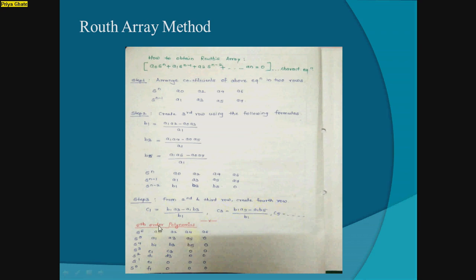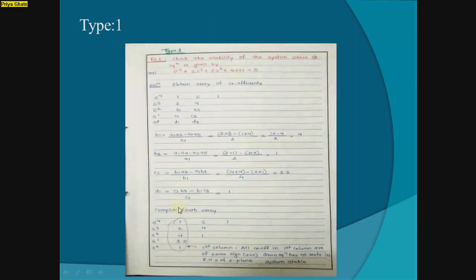Now, if the characteristic equation has a sixth order polynomial, then we have to draw the table like this. Now we are going to start examples. Type 1 means there are 4-5 possibilities to solve the Routh array. We are going to start with the first type here.